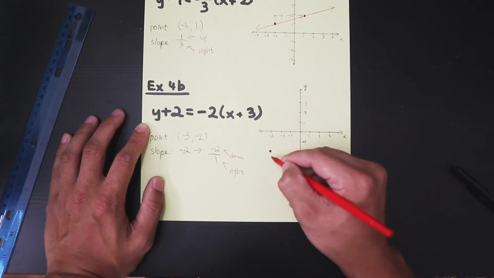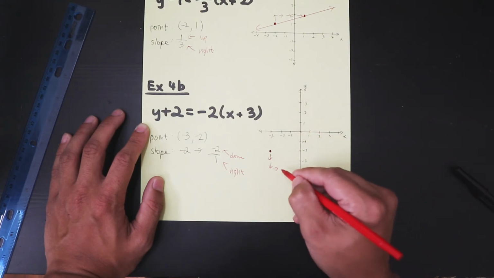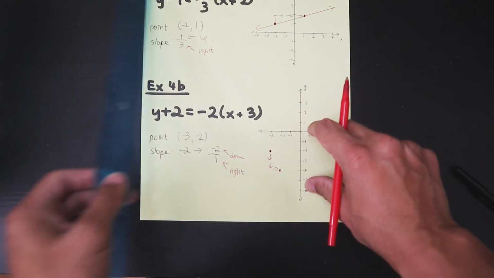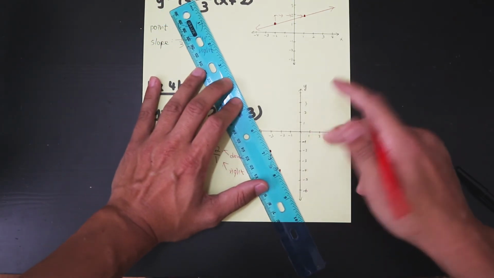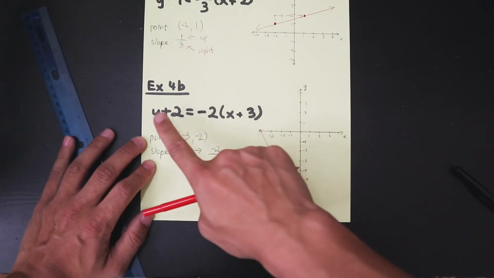So from this point, we're gonna count. This is 1, 2, 2 units down. And then you move 1 to the right, which is right here. And then all you have to do at the end is use a ruler to connect these 2 points. And therefore, this is the graph of this equation in point slope form.